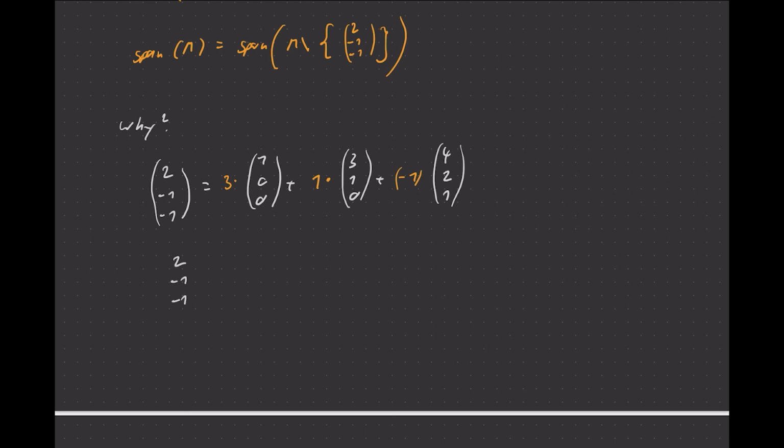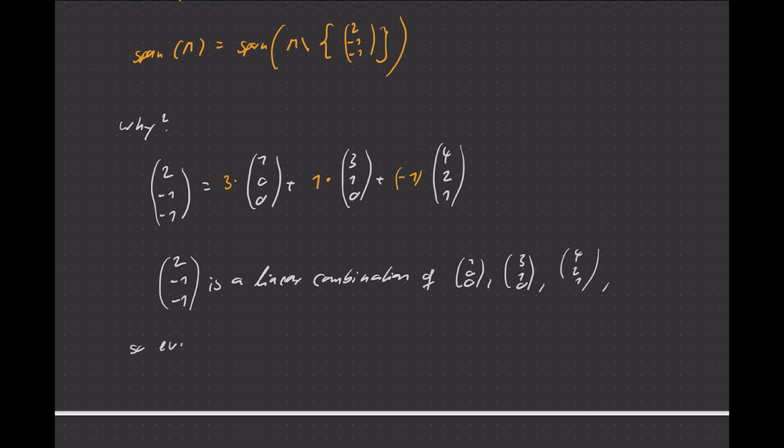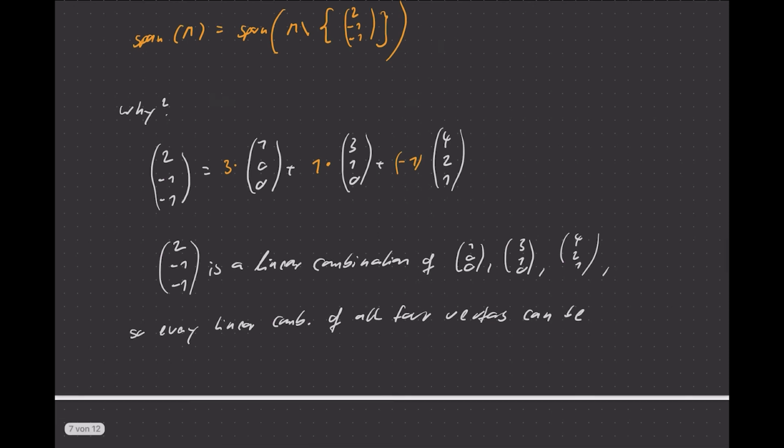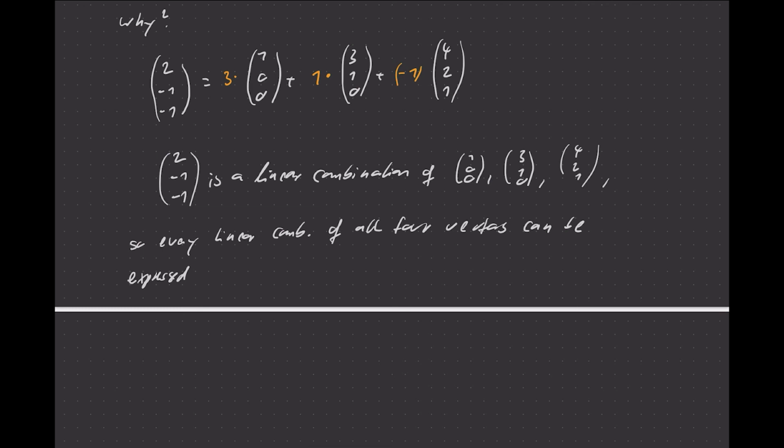So the message here is this vector is a linear combination of those first three. So every linear combination of all four vectors can be expressed using only the first three vectors. And in that sense, that last vector is redundant in the set.